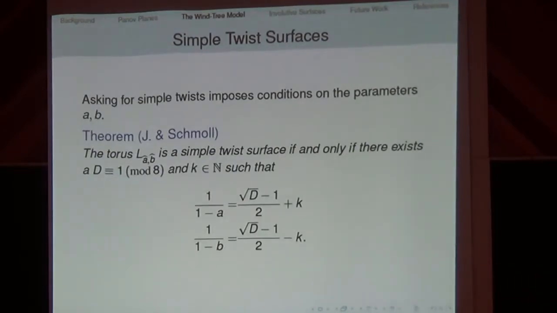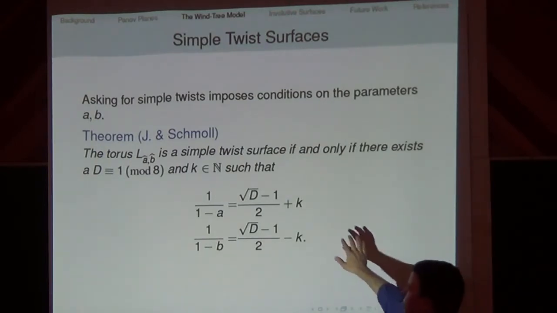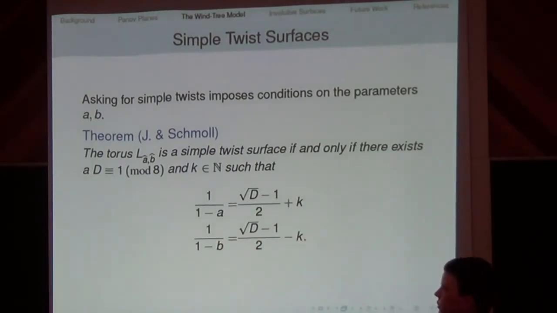And so wanting a simple twist imposes certain conditions on the parameters on your A's and B's for these surfaces. And combining that with the conditions of Calta-McMullen, you can say that a surface will be a simple twist surface if and only if its parameters satisfy these equations.